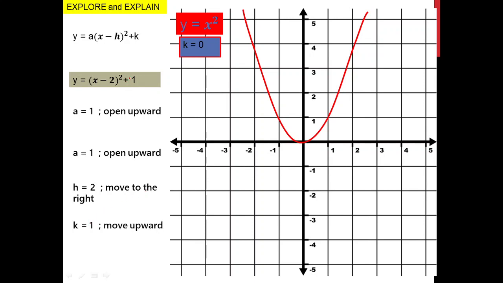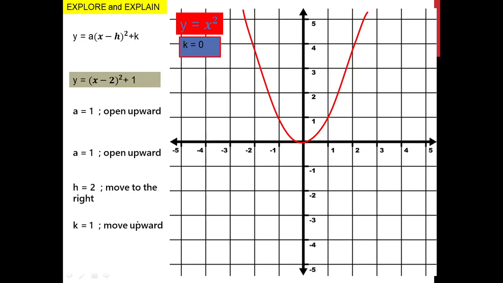k here is equal to 1. Since that is positive, therefore, the movement of our parabola is upward also. So again, based from this data that we gathered, the opening of the parabola is upward, and then from the parent graph, it moves 2 units to the right. And then it also moves 1 unit upward.